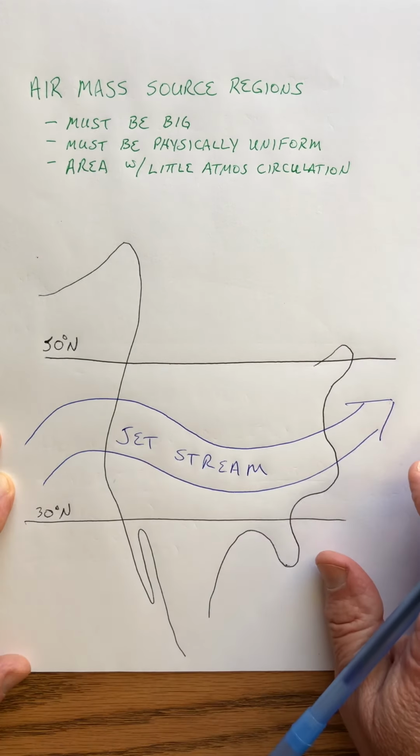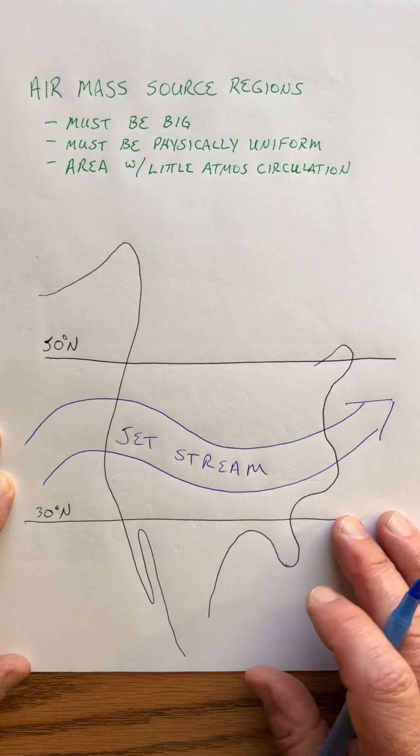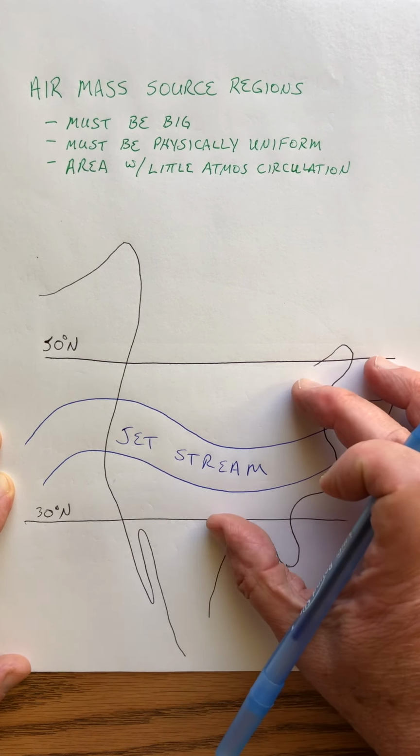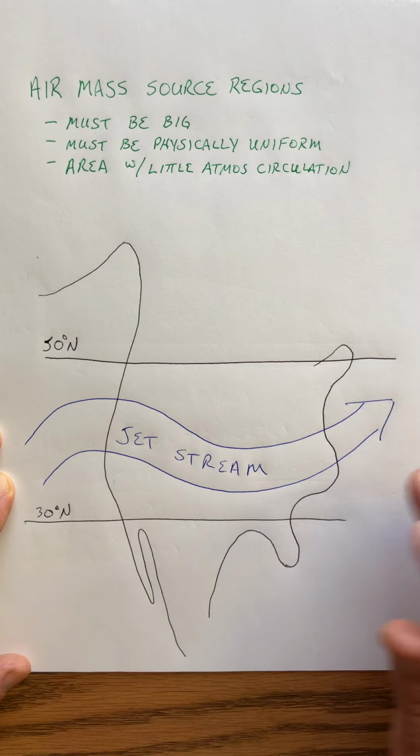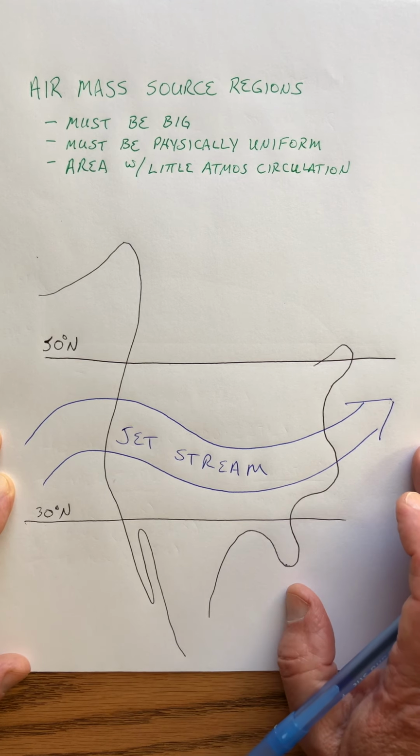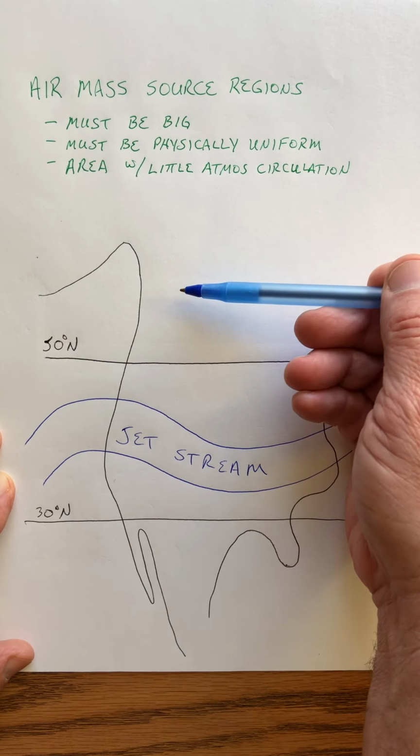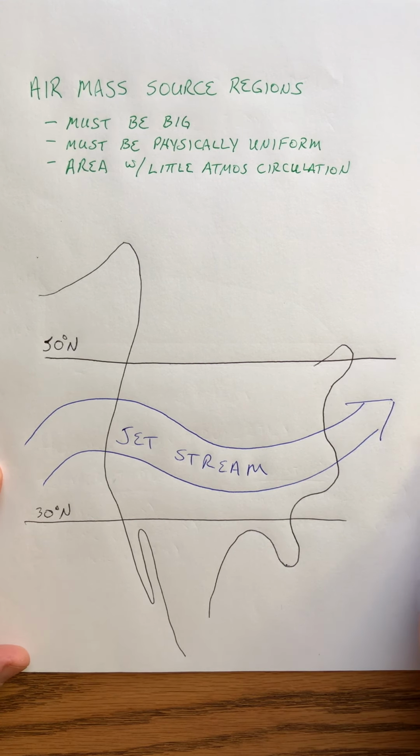It can go up north of 50 degrees north, and it can go south of 30 degrees north. But typically, it is located between 30 and 50 degrees north latitude. So this is not going to be a good area, a good source region for air masses, because the air is just constantly moving through this area between 30 degrees north and 50 degrees north. So typically your source regions are going to be found north of 50 degrees north and south of 30 degrees north.